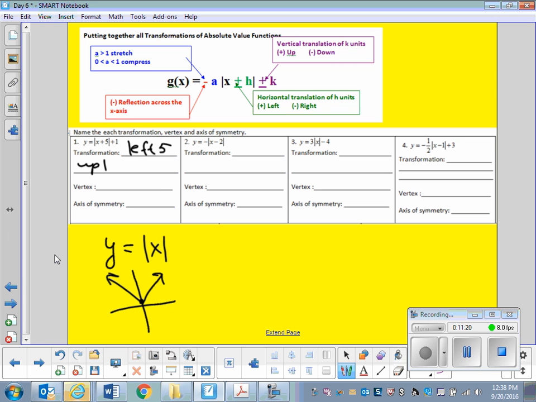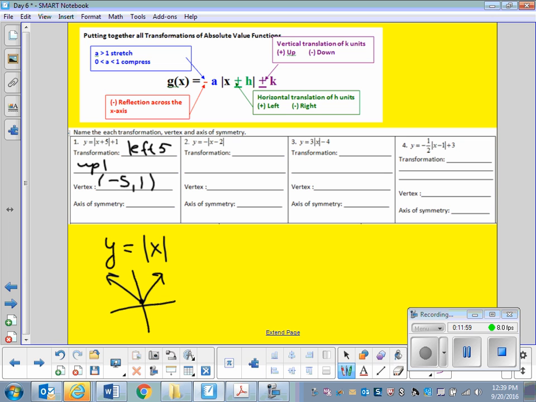What happens to the vertex? Where is the new vertex? Somebody besides us there. Eva, what is the new vertex if I moved everything left 5, up 1? We moved everything left 5, so negative 5 and then 1. Very good. So the new vertex is negative 5, 1.